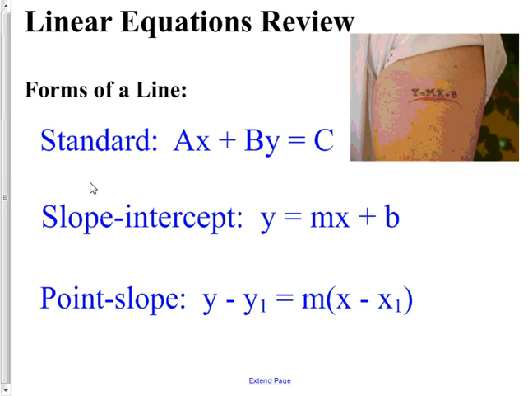Okay, today it's kind of a review day, and there's three main kinds of lines that you have to know. Standard form, which looks like this. I want you to write an example for yourself underneath it. Like, for instance, 3x plus 4y equals 7. That's where the x is first, and then the y is next, and then the constant is the last number. Okay, that's an example of a standard form.